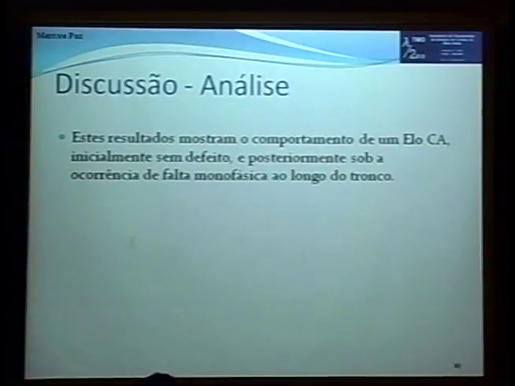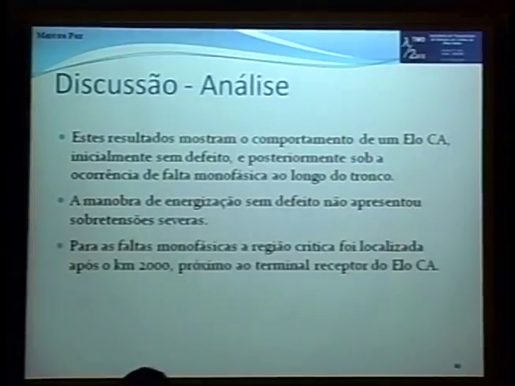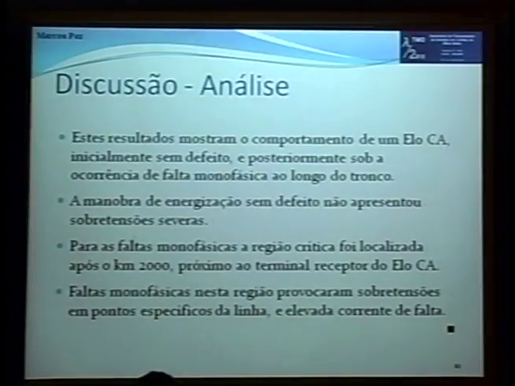So we visualized the behavior of the link without a defect and with a single phase fault throughout the trunk of the link. As we had seen before, the energization without defect does not present severe overvoltages, and the energization with a single phase fault presents critical regions after kilometer 2000 at the end of the line, close to the receiving terminal.